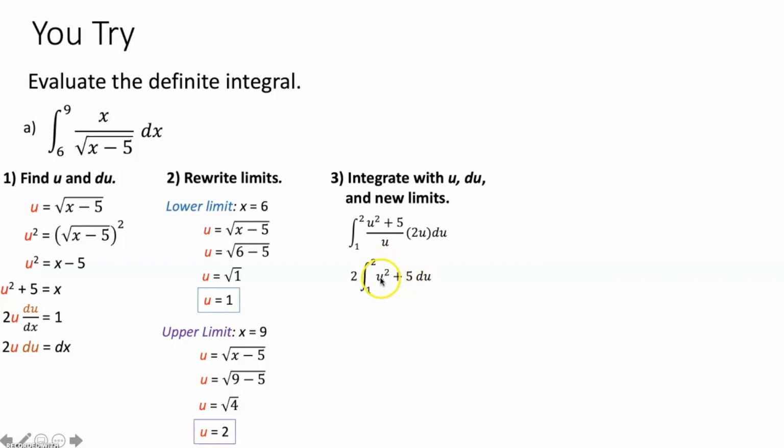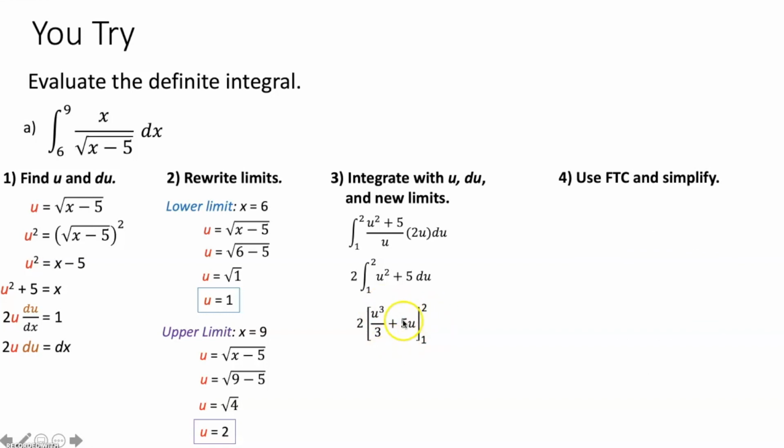So what's the antiderivative of u squared plus 5? Well, I'm going to integrate each term separately. The integral of u squared is going to be u to the 2 plus 1 power over 2 plus 1 plus c. The integral of 5 is going to be 5u plus c. The c's combine to make one constant of integration, but because I'm using the fundamental theorem of calculus, I don't need to write plus c because it technically cancels out.